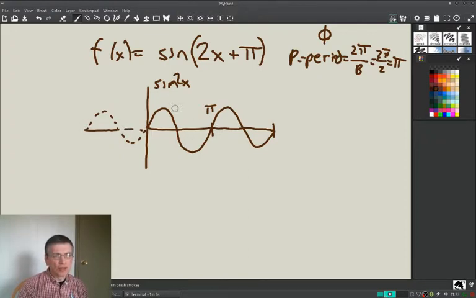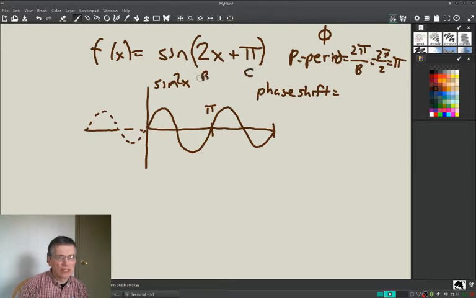Okay, so this is shifted over pi. I'm sorry, this has a period of pi, but this pi here shifts it over. And to find how much it's shifted over, the phase shift, we should have a contest to pick a letter for that, is C. Remember, this was C, and this was B, and this was A out here, which is 1. And then there's D out here, which is 0.